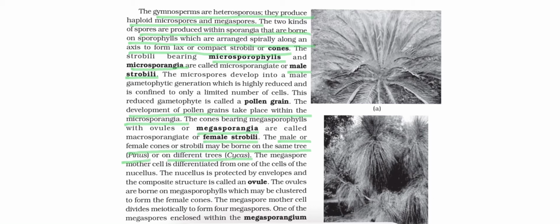Now let's see the special example of cycas. Cycas is a tree. In Pinus, the male and female cones or strobili are borne on the same tree, but if we talk about cycas, they are present on different trees. So certain variations and exceptions are always present in nature.